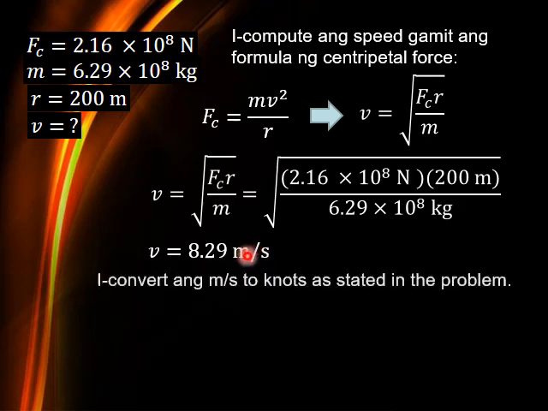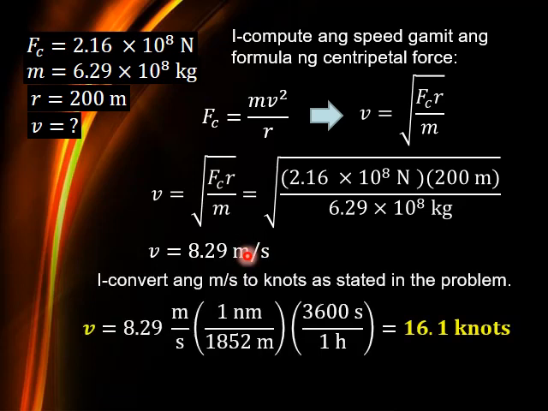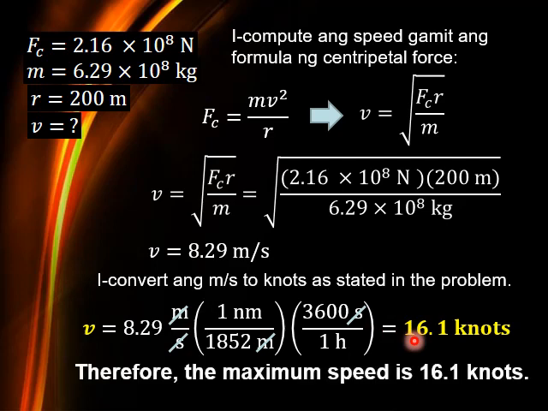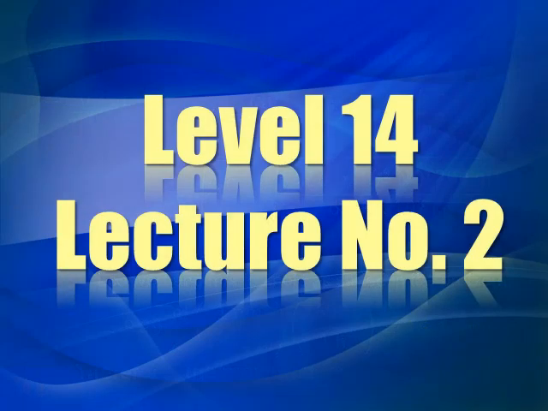Pero dahil meters per second to, kailangan natin mag-convert. So, i-convert natin siya. So, you have 8.29 meters per second times 1 nautical mile over 1852 meters times 3,600 seconds over 1 hour. So, makakancel mo yung iyong meter and yung second, kaya naging 16.1 knots. So, therefore, the maximum speed of the ship when it makes the turn is 16.1 knots.